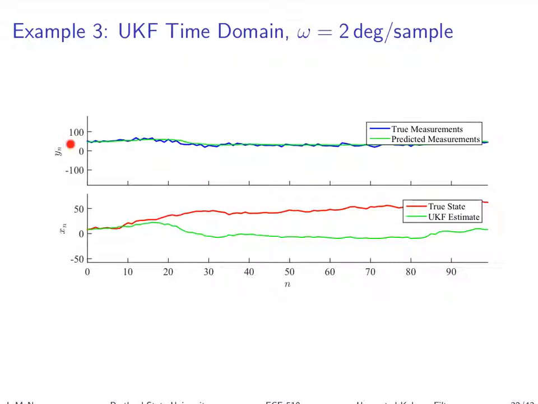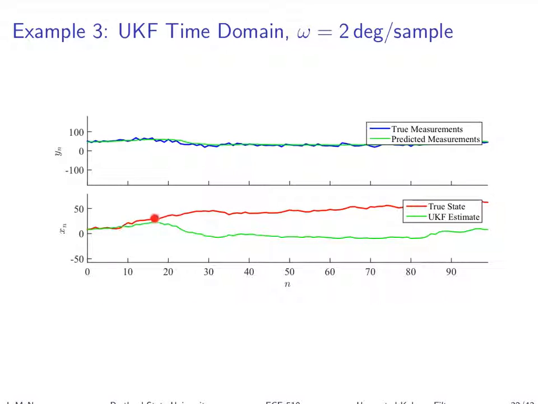In this top plot, it shows the measurements: the true measurements with the noise are shown in blue, and the predicted measurements are shown in green. I didn't plot the innovations that I advised all of you to do, but if you took the difference between those two, you would see something that looked a lot like white noise. It would look like it was tracking pretty well based on the innovations, if that's all you had.